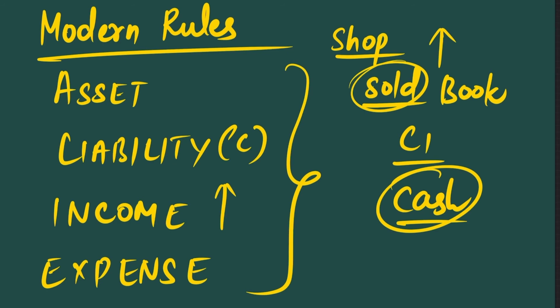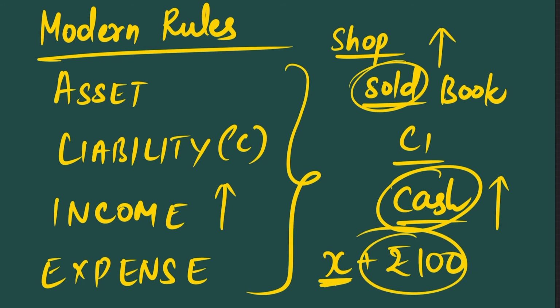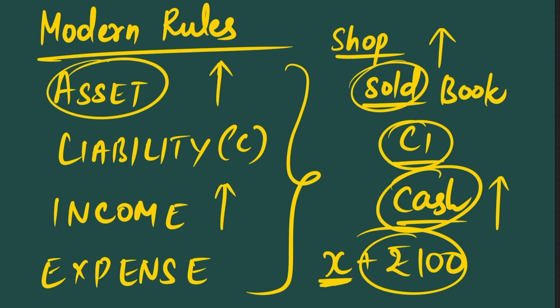At the same time, he is receiving the cash. That means whatever cash he had, let's call it X, will now be X plus, let's assume, rupees 100. He not only has X, which he already had, now he'll have X plus 100 rupees, which he received from customer 1. Now, what is cash to the business? Is it an asset, liability, income, or expenditure? Obviously, it is an asset. So, the asset is also increasing.